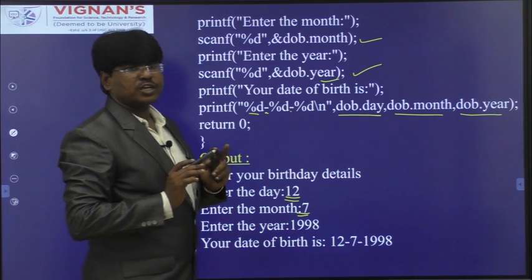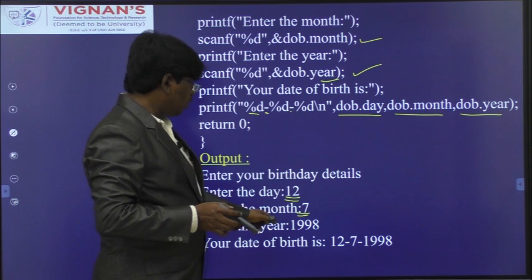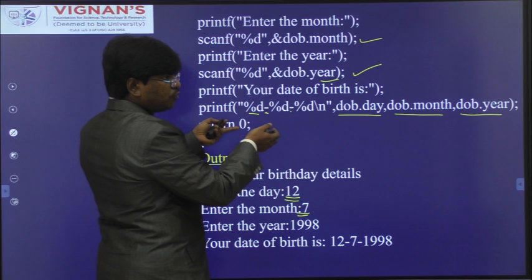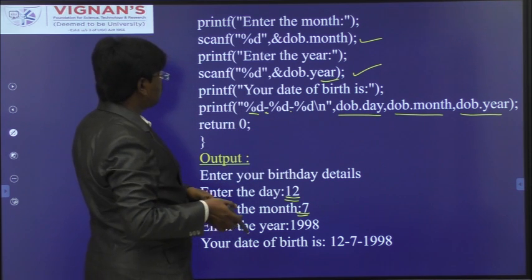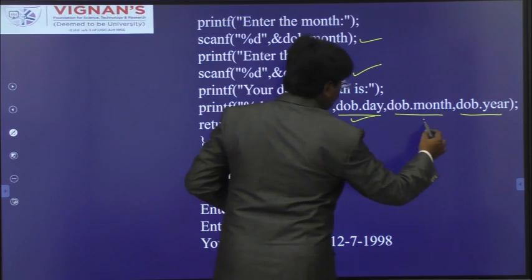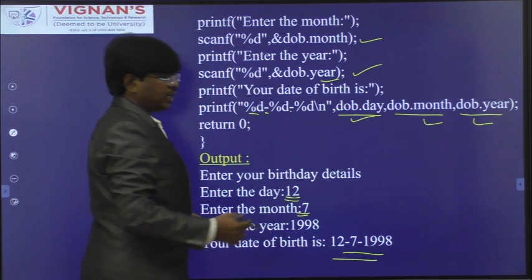So with the help of the structure variable, the dot operator and the member name, we are initializing the values. In the same way that we used scanf to initialize, you have to use printf to print the values. So the first value will be day, the second value will be month, and the third value will be year. In this way it will print the date of birth.